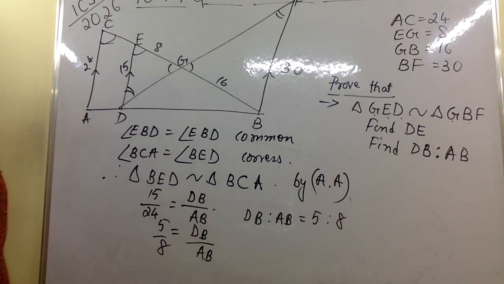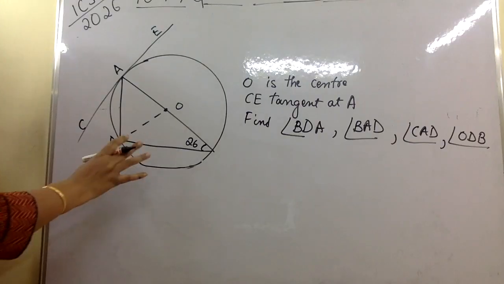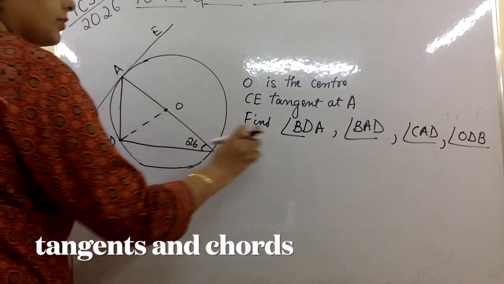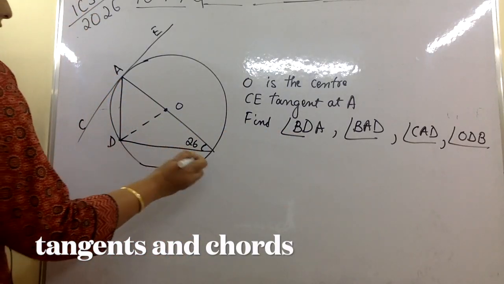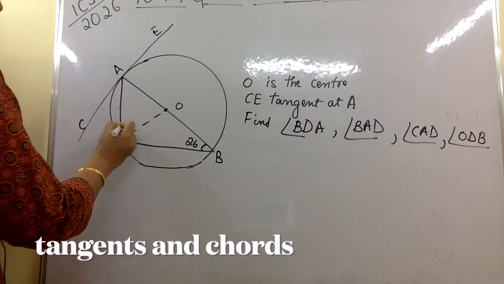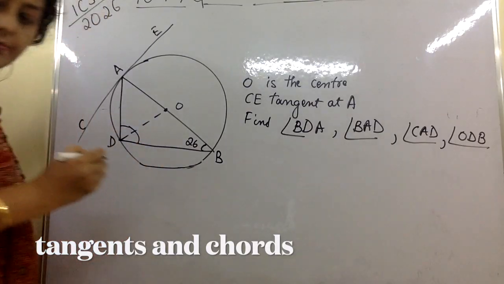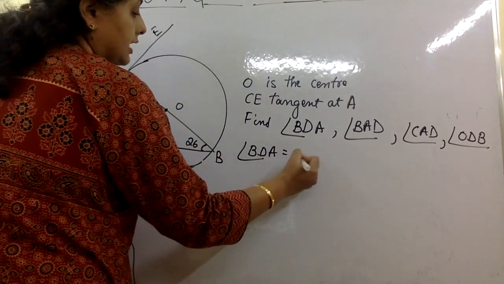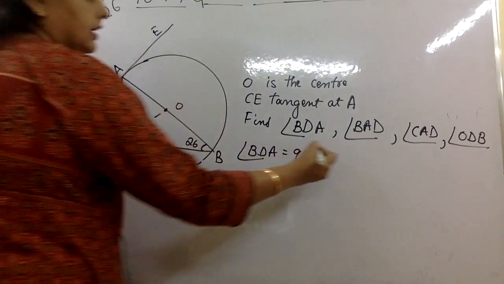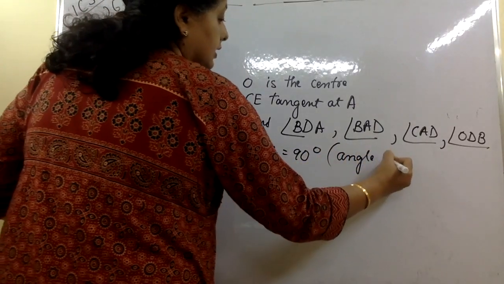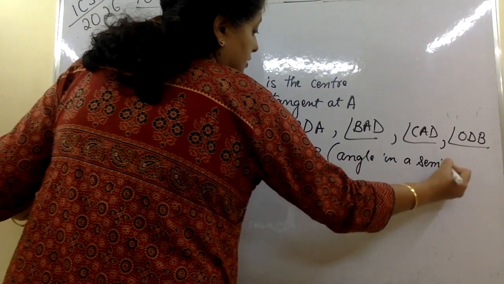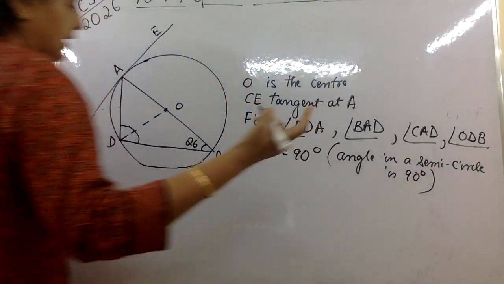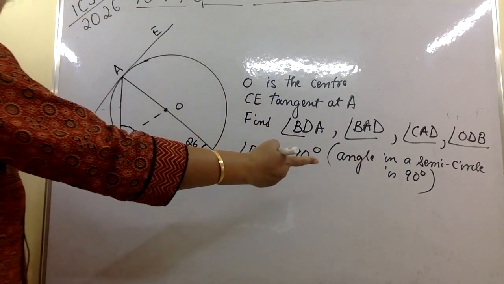Next question is from tangents. So this is our next question, where O is the center, and it is told that this line is the tangent at the point A. Find angle BDA. Let us first see what is BDA. BDA is this angle, which is clearly equal to 90 degrees. Why is it 90 degrees? Give the reason: angle in a semicircle is 90 degrees, or is a right angle, or is always 90, which comes from the theorems of circles.